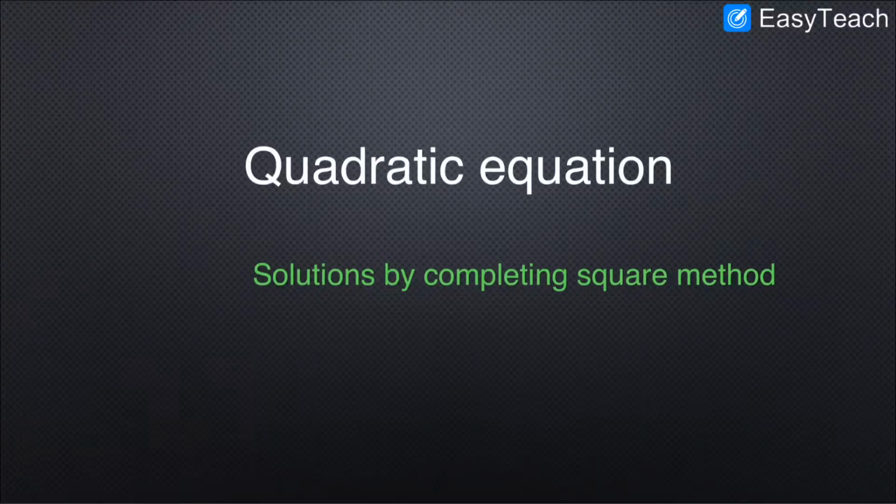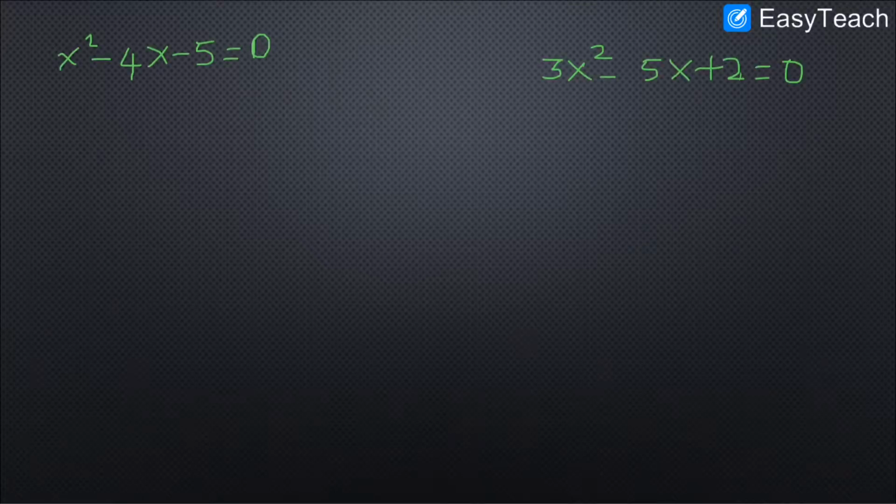In this session, we are going to study how to find the solutions or roots of a quadratic equation using the completing the square method. After the factorization method, this is another method to find the solution of a quadratic equation. Look here, we have two quadratic equations. What is the difference between these two is just the coefficients.